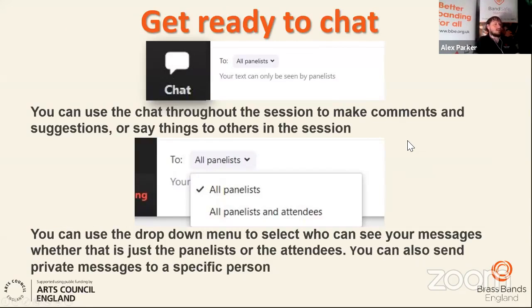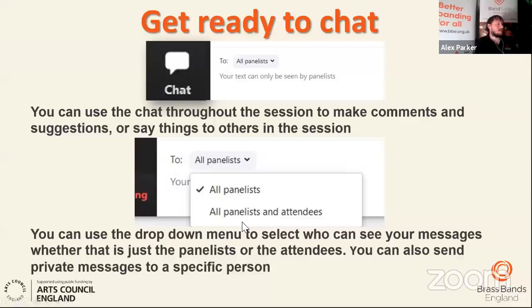And then next we've got the chat box. This is in the bottom right hand corner of your screens, and you can use this just to have general chit chat, ask us very quick questions or make relevant points at the time that they're happening. You can either address that to all panelists, so that's me and the team from BBE who are working away in the background, or Philip, or you can direct it towards attendees or even individuals if you're having a conversation.